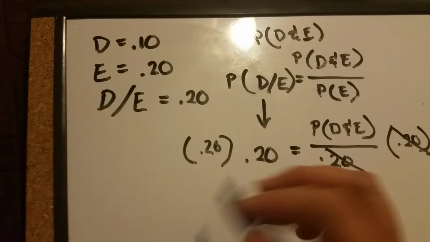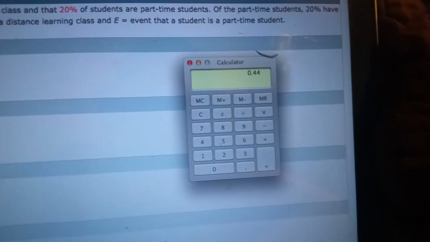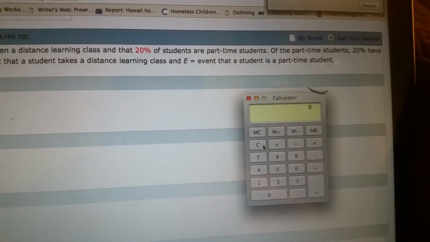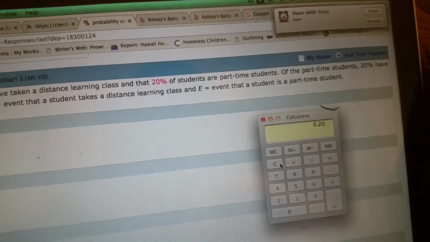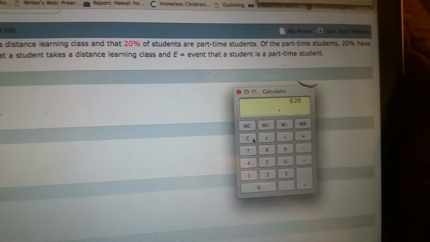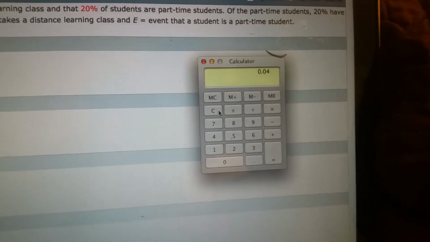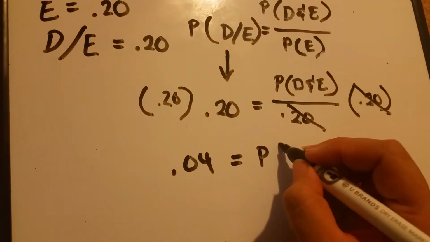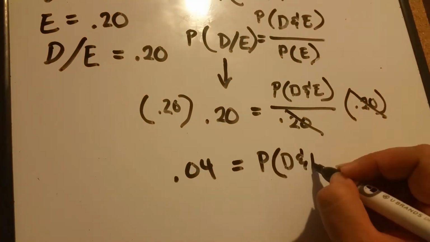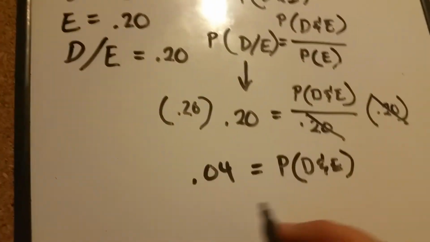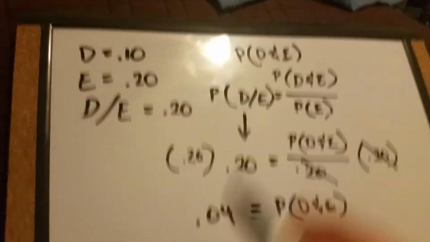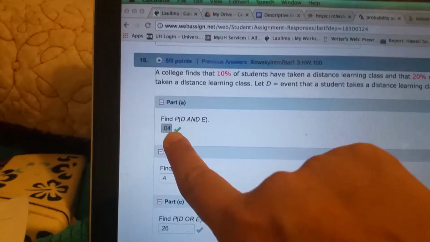And 0.20 times 0.20. I tried to do it in my head, but I got it wrong because I thought it was going to be 0.40, but it's not. 0.20 times 0.20 equals 0.04. So just something to think about. Maybe sometimes just use the calculator. Okay, so we know that D and E is going to be 0.04. So here we go, 0.04.